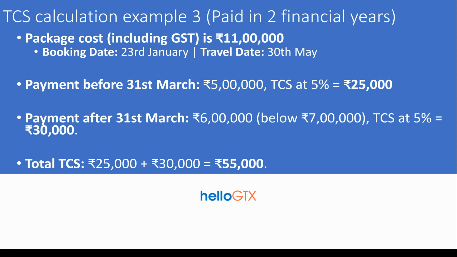Now comes the complications. Your package cost including GST is 11 lakh. Your booking date is 23rd of January. Your travel date is 30th May, that is in the next financial year. Payment before 31st March is 5 lakh. So TCS at 5% is 25,000. Now payment after 31st March is 6 lakh, that is below 7 lakh. So TCS is again calculated at 5% only, so that is 30,000. We are not calculating at 20% on 11 lakh, we are calculating it on the amount collected within the financial year, so total is 55,000.